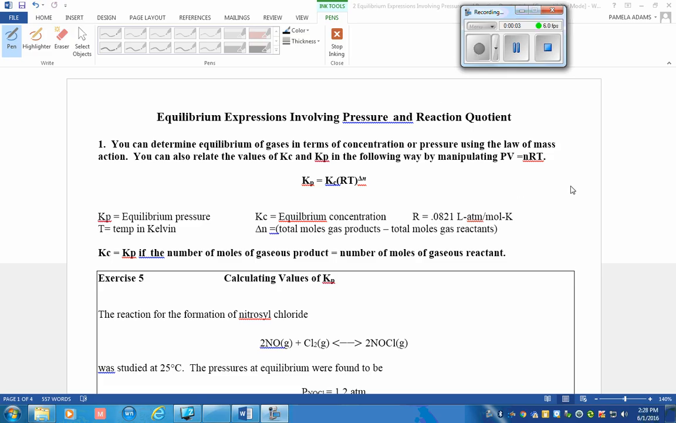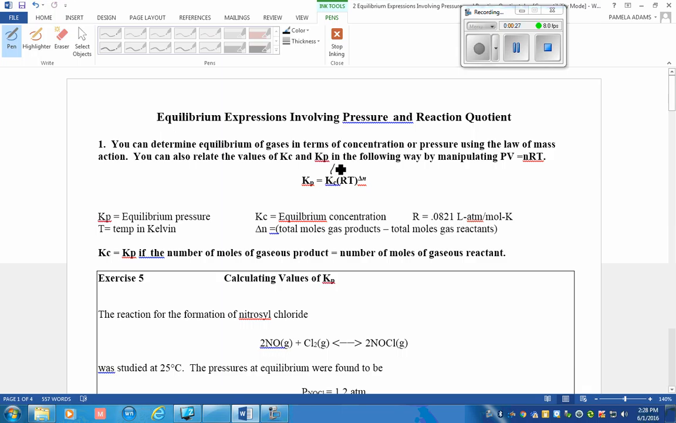All right, today we're going to talk about equilibrium expressions. Yesterday we talked about equilibrium expressions when we were talking about concentration, and we recall that concentration is in molarity, and now we're going to talk about concentration in terms of pressure. Generally, it's in atm. In fact, I don't think I've ever seen it in anything but atm.